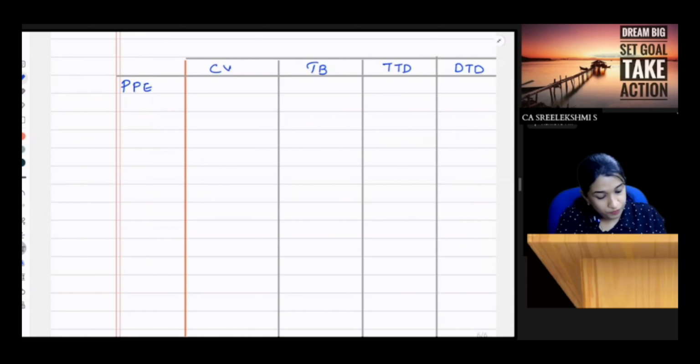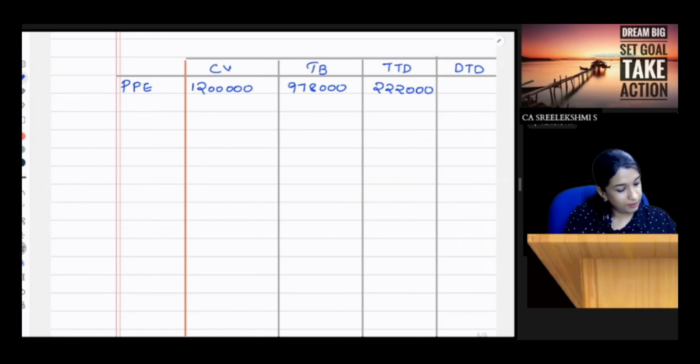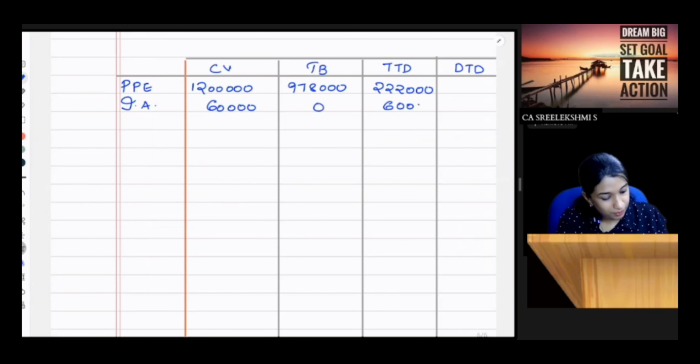PPE. Carrying value is 12 lakhs. Here it is 9,78,000. Taxable temporary difference of 2,22,000, right? 12 lakh minus 9,78,000. Yeah. Then intangible asset, 60,000 is the carrying value. Tax base is 0. Again, taxable temporary difference.